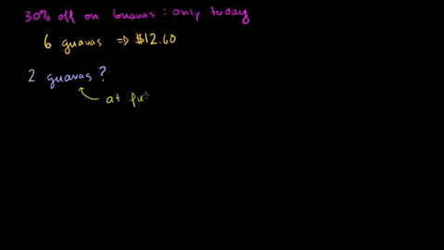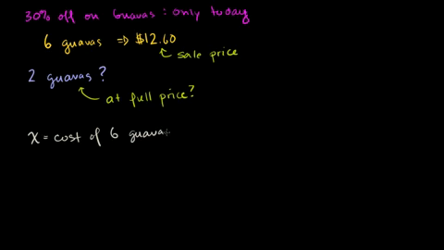A good place to start is to think about how much those 6 guavas would have cost us at full price. This is the sale price right here. How much would those have cost me at full price? So let's do a little bit of algebra here. Let me pick a suitable color. Maybe this little gray color. So let's say that x is equal to the cost of 6 guavas at full price. Essentially, if we take 30% off of this, we should get $12.60.